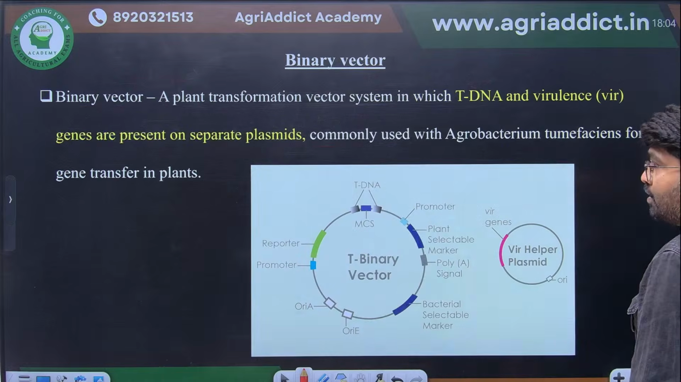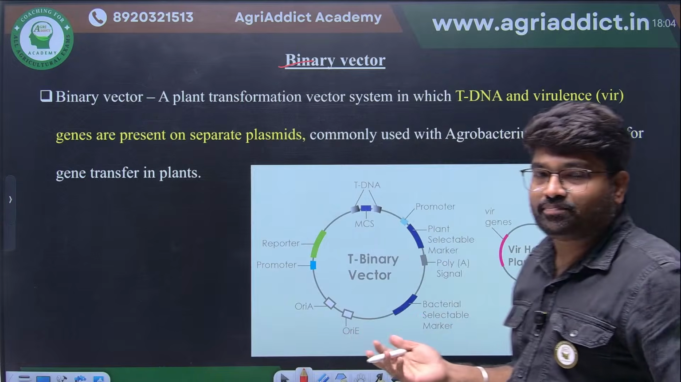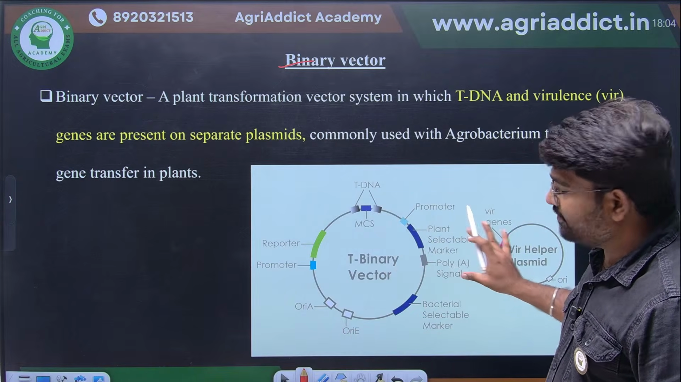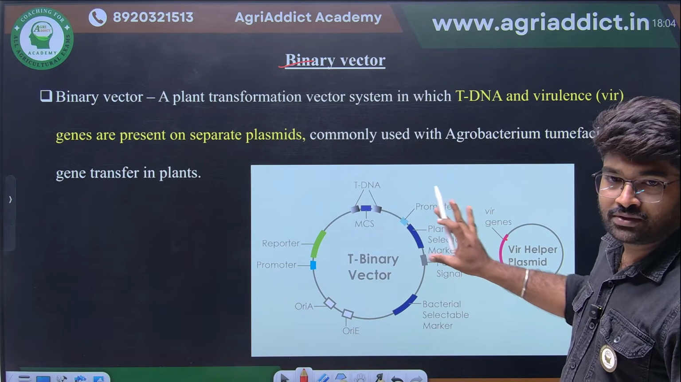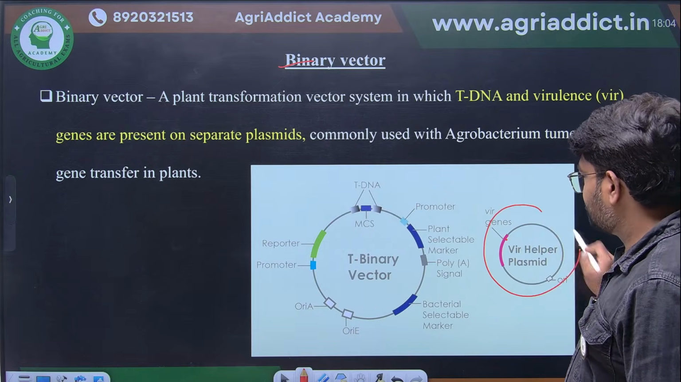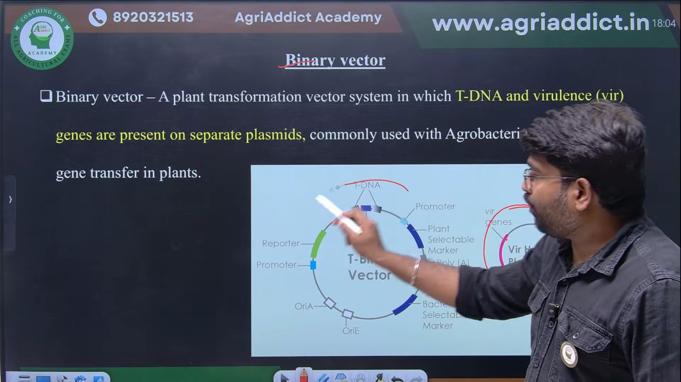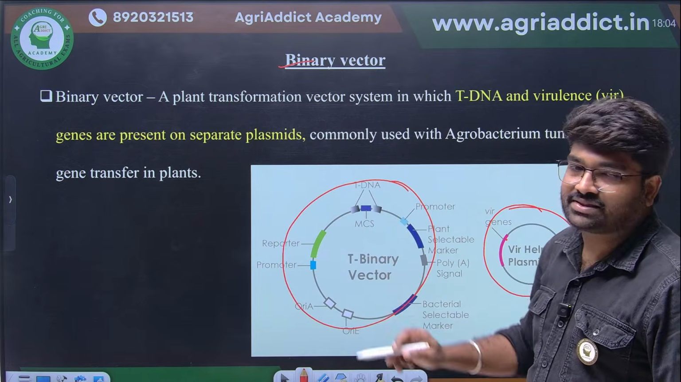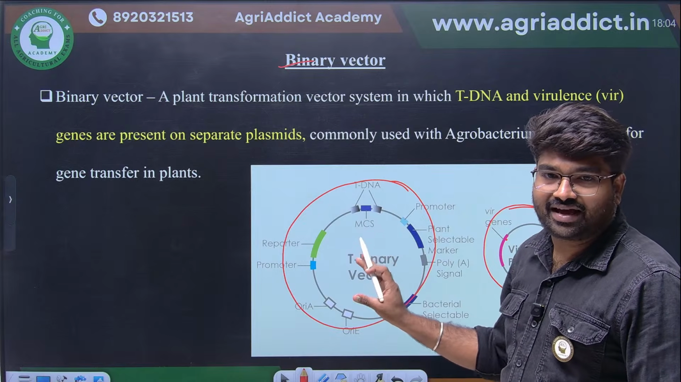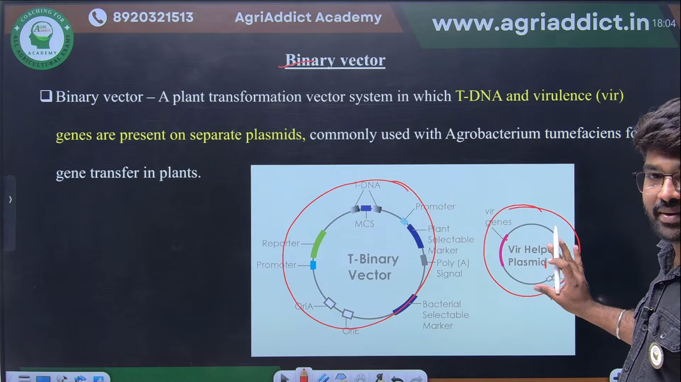Now we are going to see what is binary vector. Binary vector means, simple, here two different vectors they will use. One vector will have particularly the vir genes. The second vector will have all the things, the gene of interest, everything will be present in the second vector. We are going to see why the vir genes will be present separately in one vector.